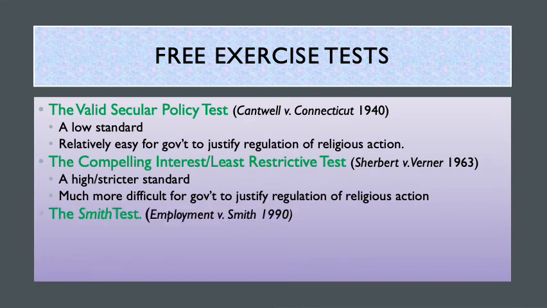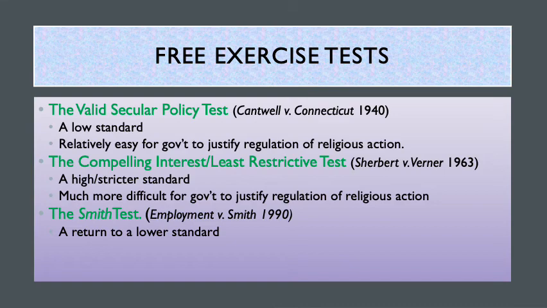And then in the case Employment Division of Oregon v. Smith in 1990, the Supreme Court basically returns to a very low standard test, and it's known as the Smith test. And it returns to a much lower standard, making it a lot easier for government to justify government's regulation of religious actions. It actually goes even back before Cantwell to the United States v. Reynolds case that we learned about in the last lecture.